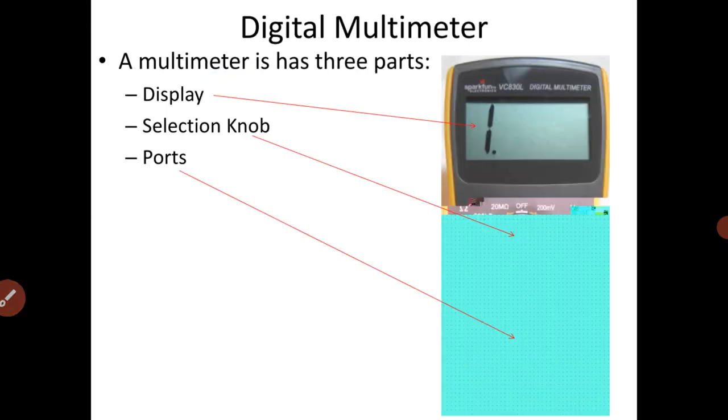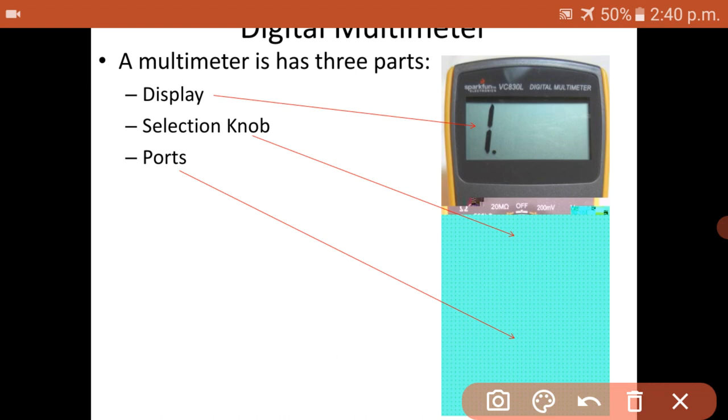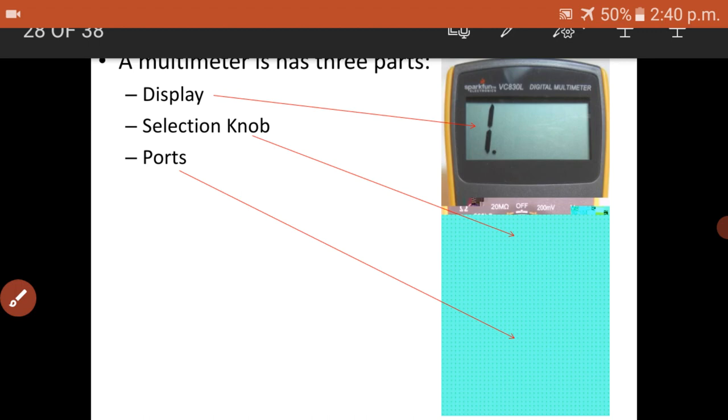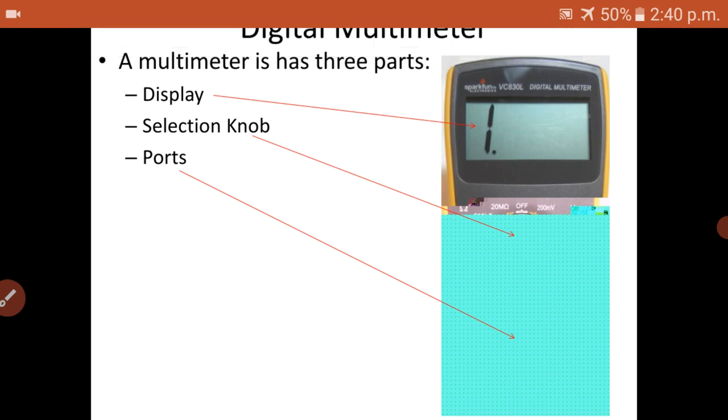Here is the diagram with arrows showing the parts of the digital multimeter. A digital multimeter has three parts. First is the display. Second is the selection knob, for selecting the function, and some ports. Positive and negative ports are given here. This digital multimeter is used for measuring all quantities like current, voltage, continuity, and resistance also we can measure by using this digital multimeter.